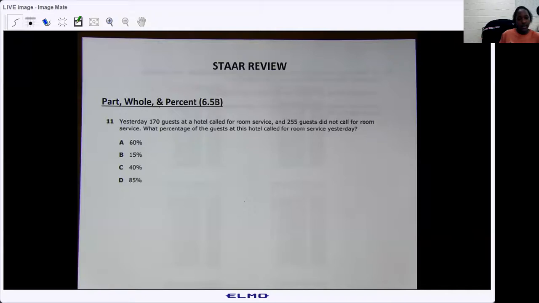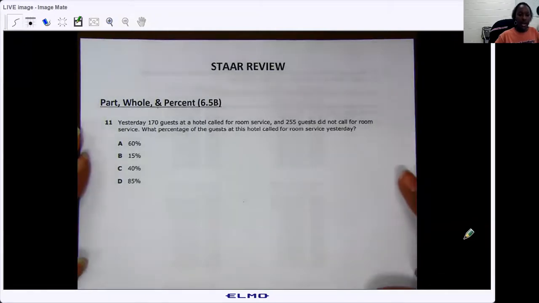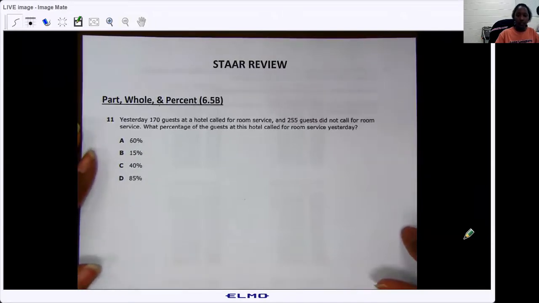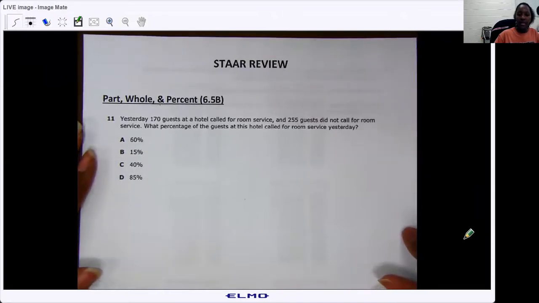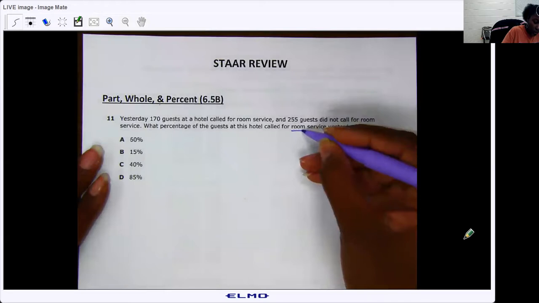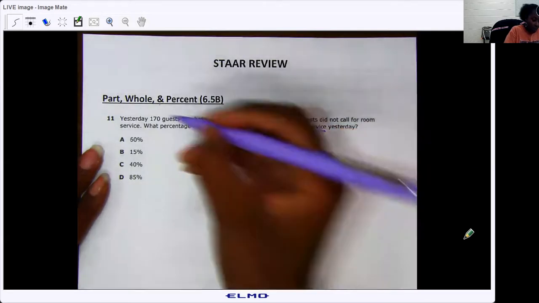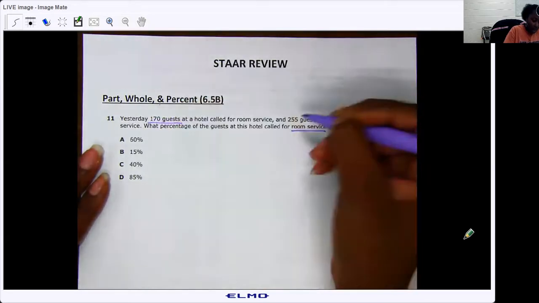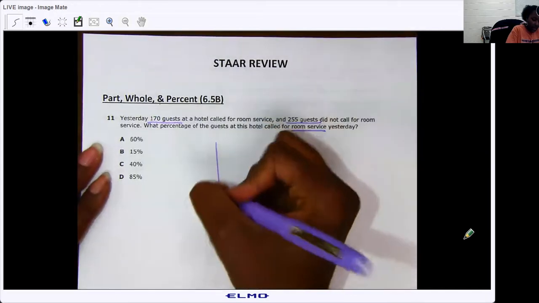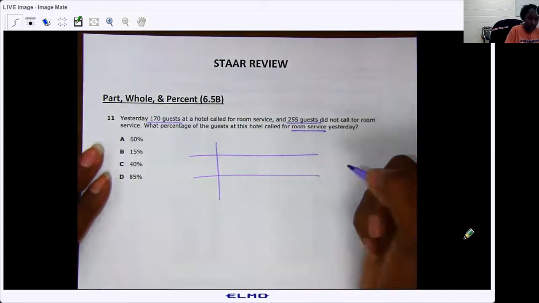All right, guys, let's take a look at what they want us to do here. Our first problem says, yesterday, 170 guests at a hotel called for room service, and 255 guests did not call for room service. What percentage of the guests at this hotel called for room service? Okay, so we have 170 and we have 255. So we need to set up a relationship here.